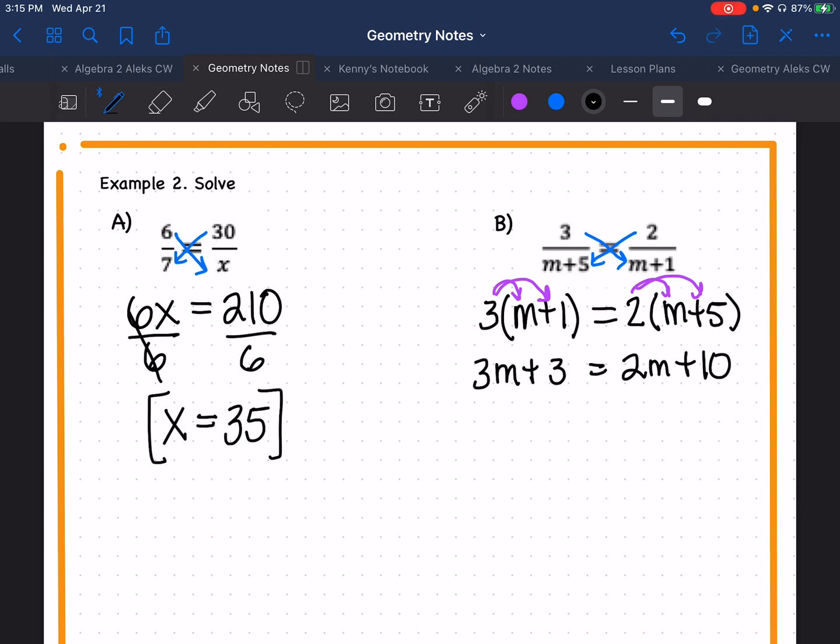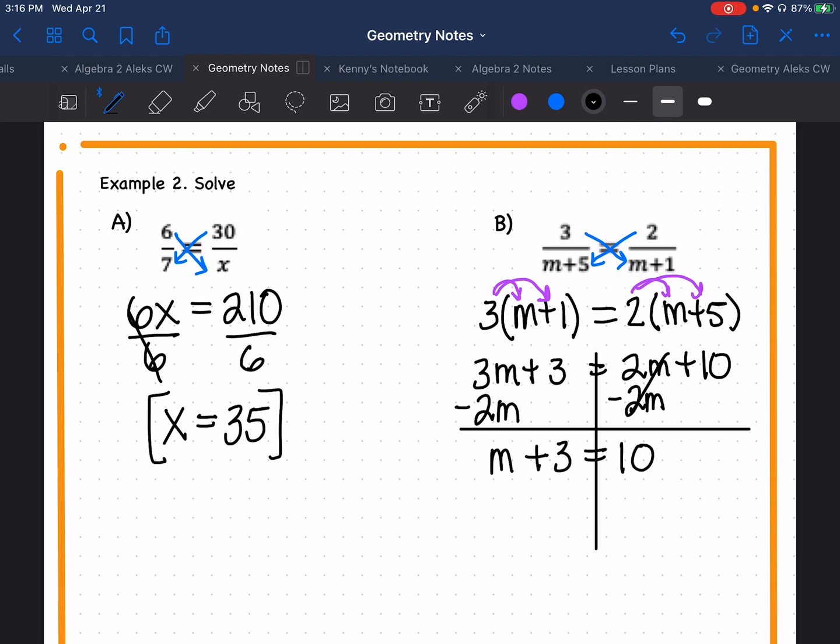Now I'm going to draw my line down the equal sign, and I'm going to solve this equation. I'm going to move the 2m simply because it's smaller and it will keep my m positive. 3 minus 2 is 1, and I do not have to carry the 1 along with the m. I can put it, but it doesn't have to be there. I'm going to subtract the 3. And like I said, the 1 didn't have to be there, so 10 minus 3 is 7.